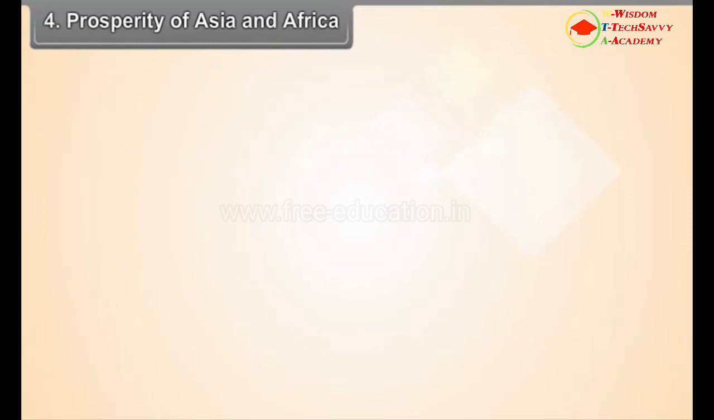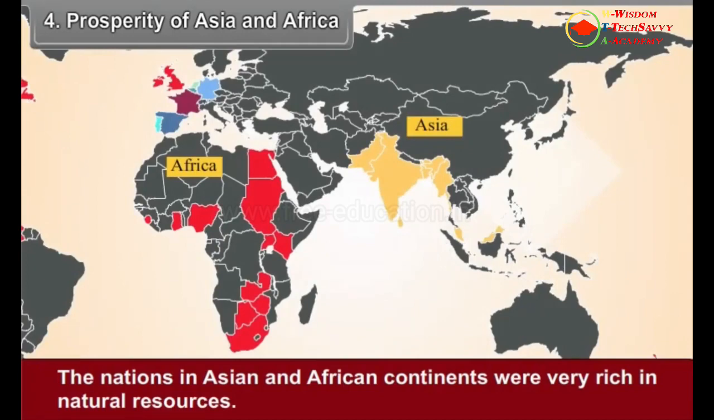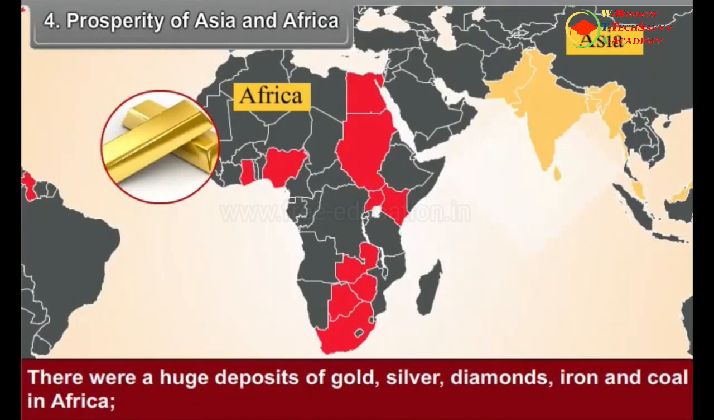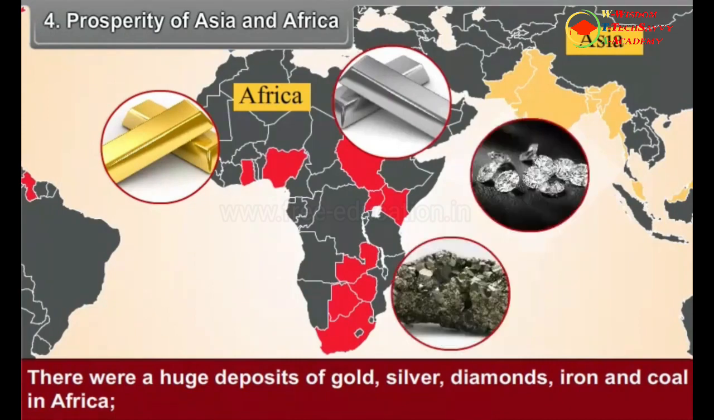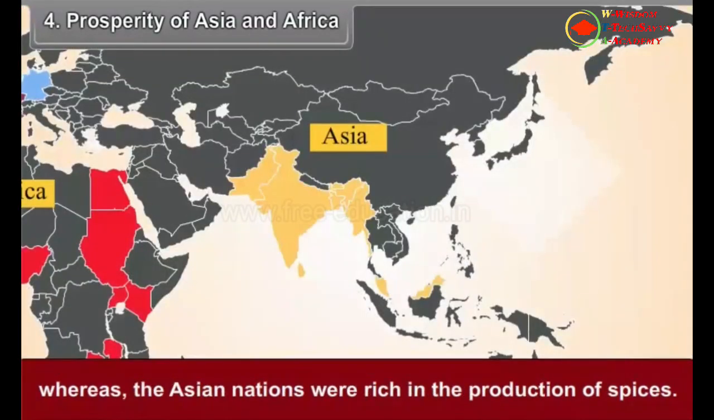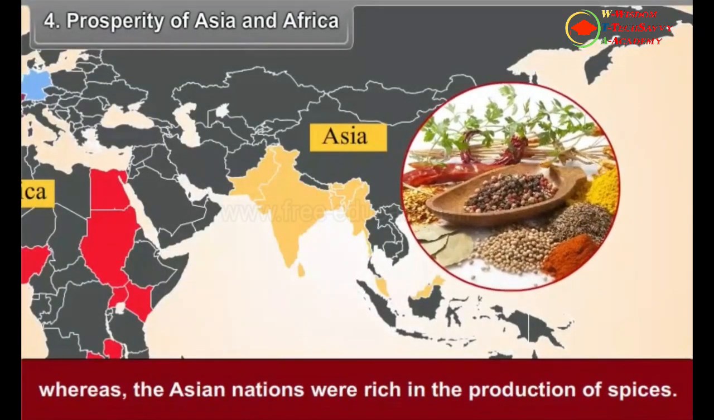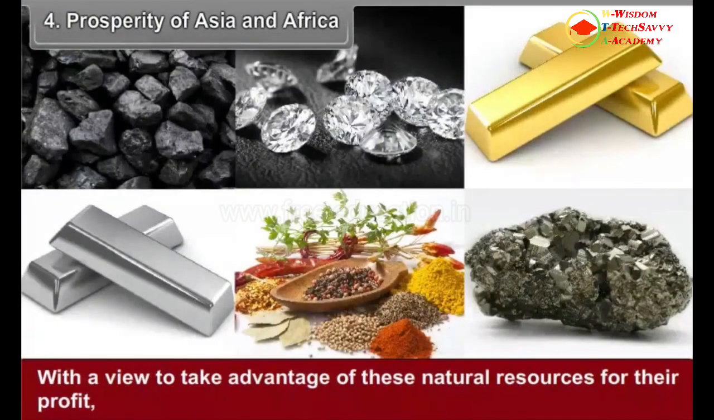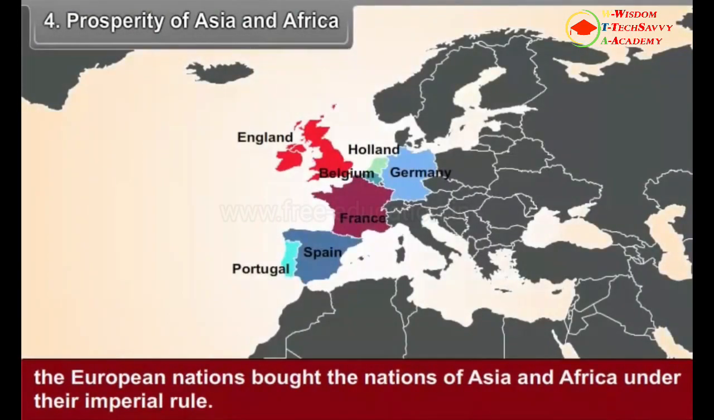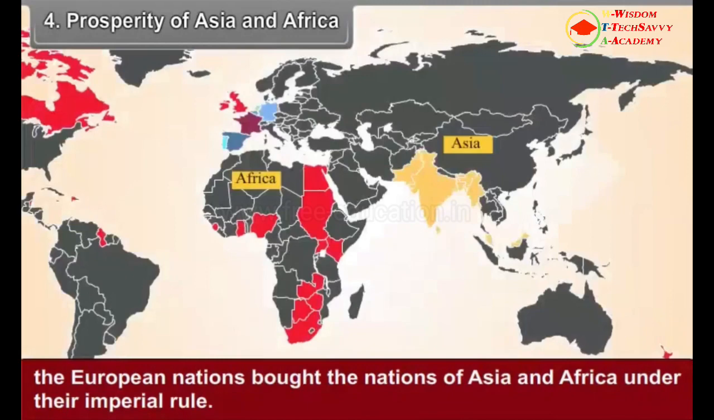Fourth, prosperity of Asia and Africa. The nations in the Asian and African continents were very rich in natural resources. There were huge deposits of gold, silver, diamonds, iron and coal in Africa, whereas the Asian nations were rich in the production of spices. With a view to take advantage of these natural resources for their profit, the European nations brought the nations of Asia and Africa under their imperial rule.